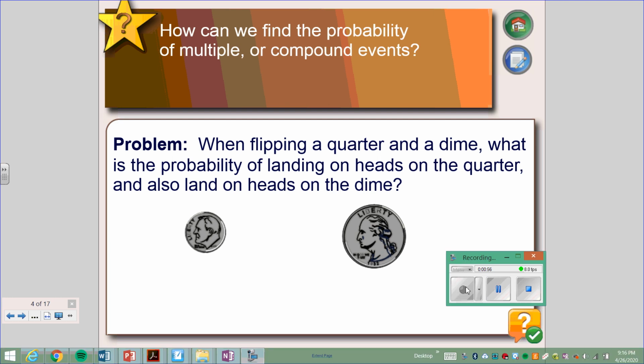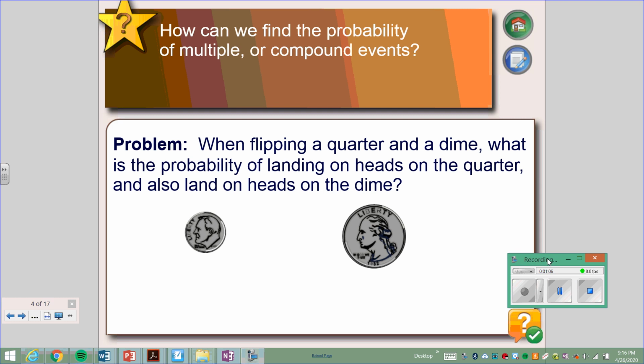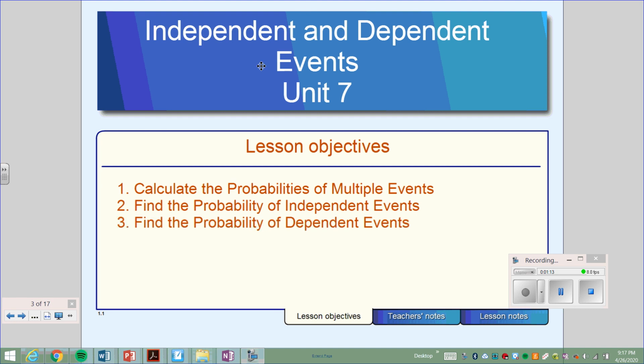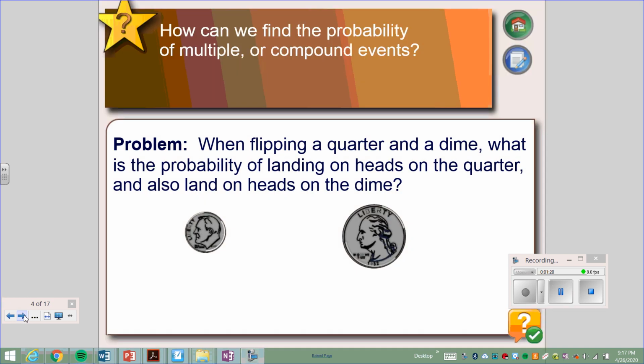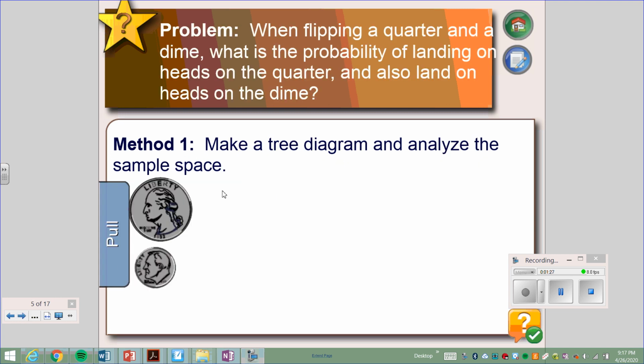This is an example of a compound event, where we're asking for the probability of multiple things happening. There are two things you have to be aware of when considering multiple events happening. They can become very complex, but we're going to start simple. You have to analyze: are these two events independent events or dependent events? We'll talk more about what these mean. But the two coins, one's a quarter, one's a dime, are independent events. So the first thing we're going to do is what we did last week. Let's make a tree diagram.